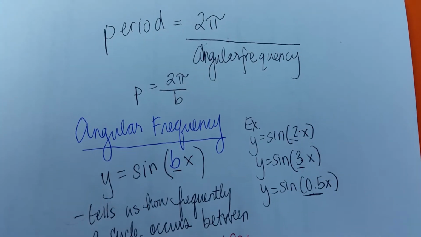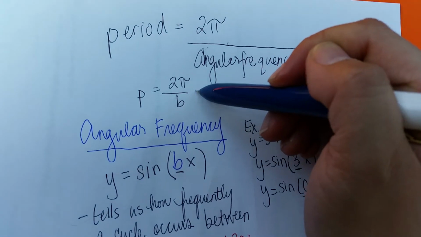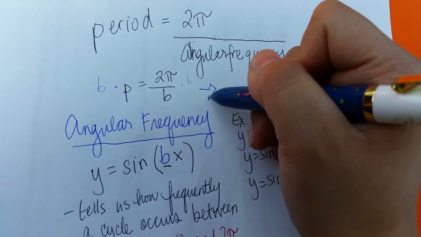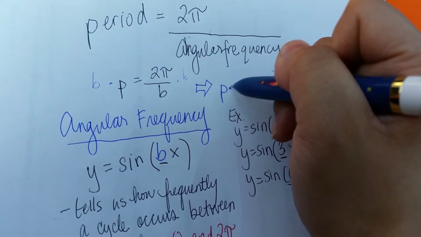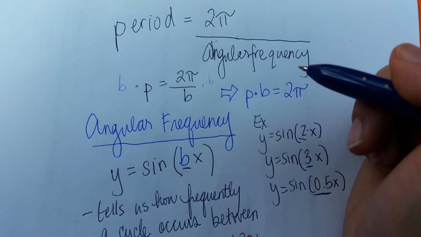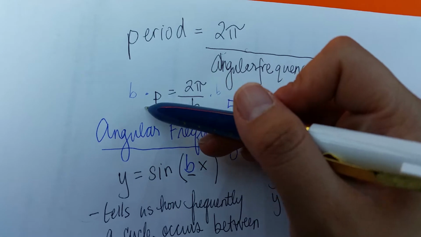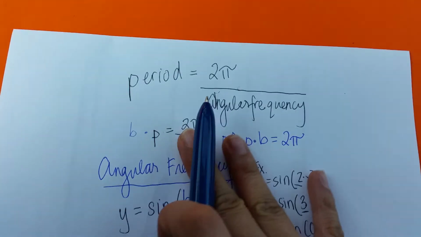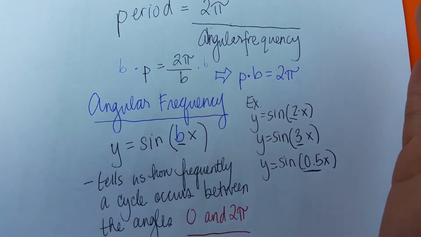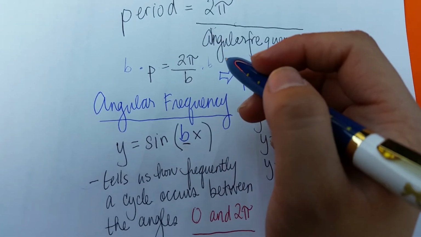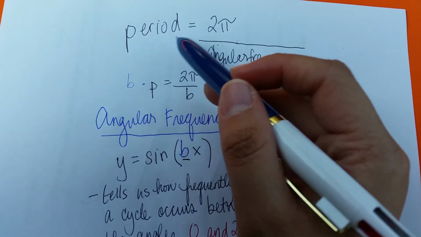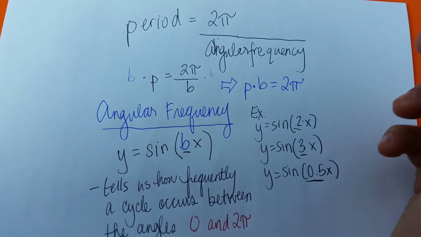If we multiply B by both sides, we can rewrite this as P times B equals 2 pi. So it's another way of writing it. So in order to find the period of a function, you have to look at 0 to 2 pi and find out how many cycles there are, and then divide to find out how much one cycle is. So period is equal to 2 pi divided by angular frequency.